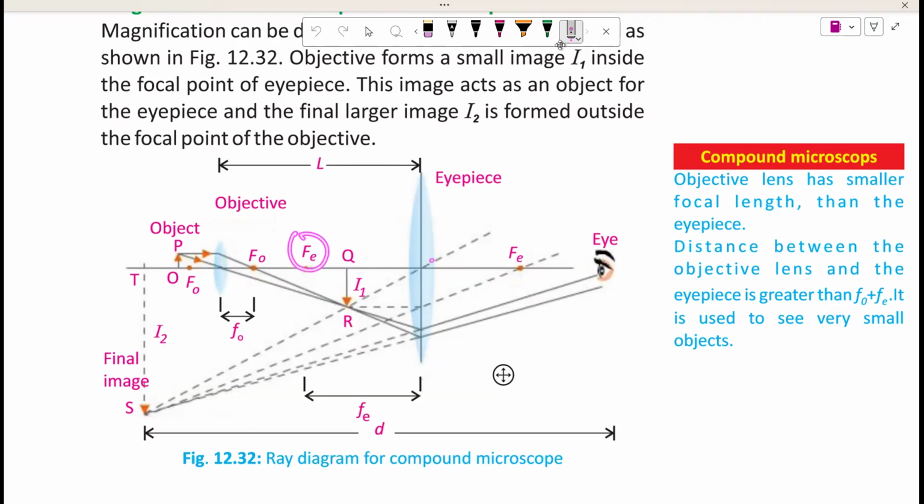Again, the same thing is occurring. The rays which are here, you could see these are the rays. Now this image formed by the objective lens is the object for the eyepiece lens, and it's placed inside the focal length of the eyepiece lens. We have an enlarged and magnified image.